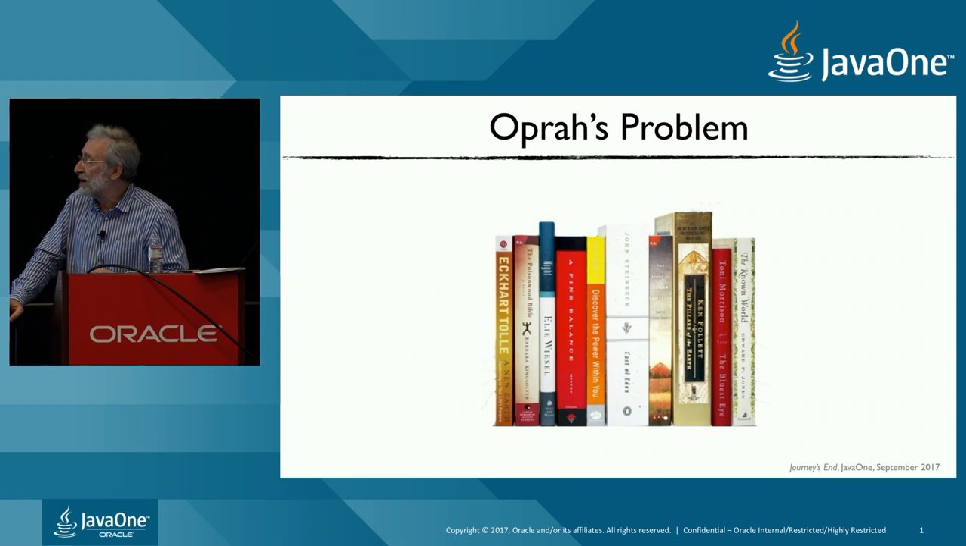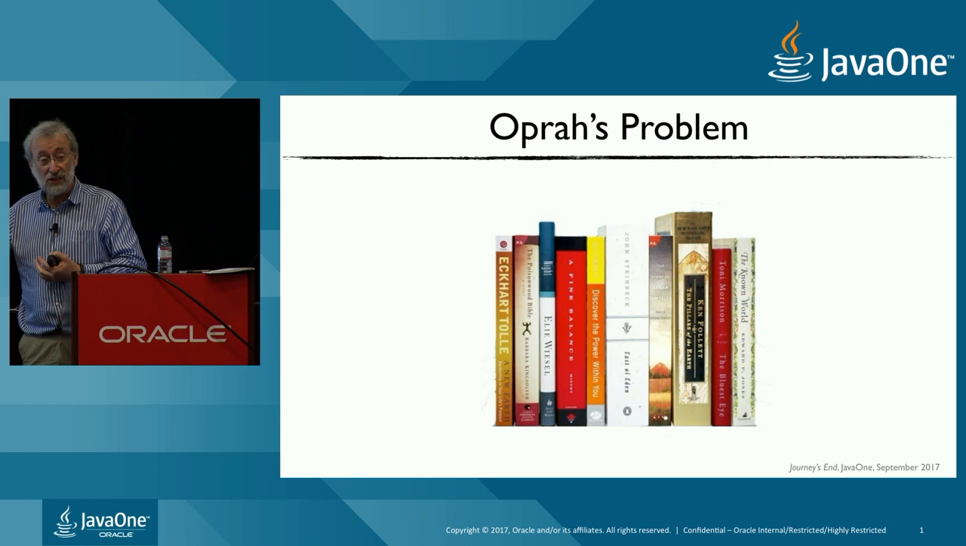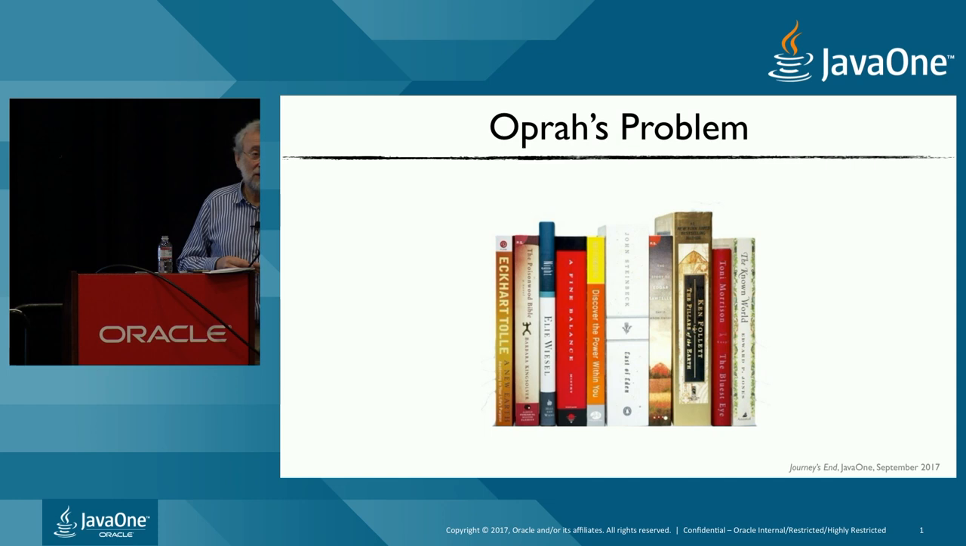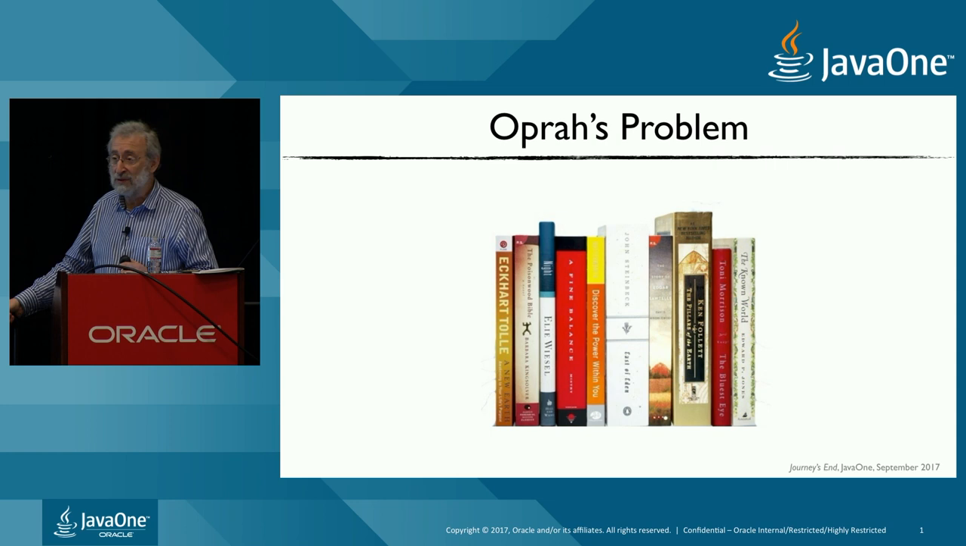So the problem, I don't think I described it like this in the book, but never mind. Anyway, this is Oprah's problem. Oprah's problem is that these are the 10 books that she chose as the best 10 books of the last decade. And I chose this illustration because I was looking for a set of books. And I thought, oh, right, she might have some problems here finding a book out of her collection. So I think we should give her a hand with this.